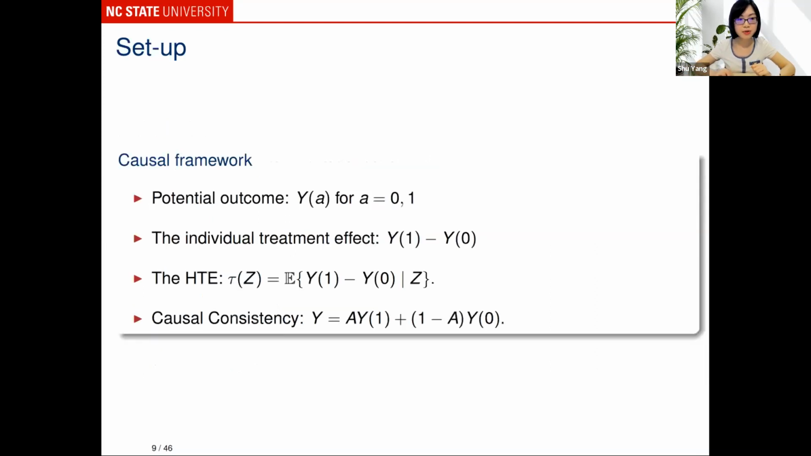And we use the causal framework, so we use the potential outcomes framework to define the causal problem. So we imagine each subject has two potential outcomes, Y0 and Y1. The individual treatment effect is Y1 minus Y0. And the HTE can be characterized by the conditional average treatment effect given a vector of patient characteristics Z. And we make the causal consistency assumption that links the observed outcome with the potential outcomes.